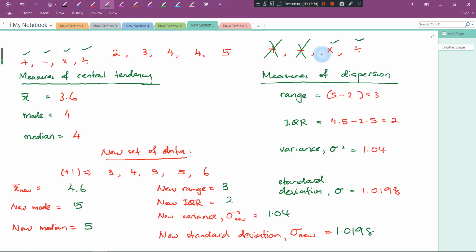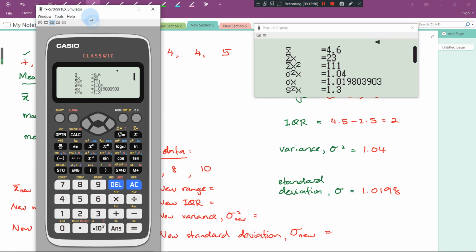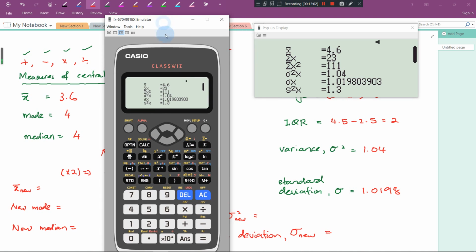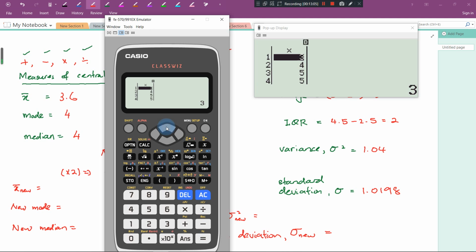So how about multiplication? Let's try multiplying by 2. If every single data I times 2, then 2 times 2 you get 4, 3 times 2 you get 6, 4 times 2 you get 8, 4 times 2 you get 8, and 5 times 2 you get 10. So now let me key all the data into the calculator and get the values that we want. 4, 6, 8, 8, 10. Okay, let me change the value.